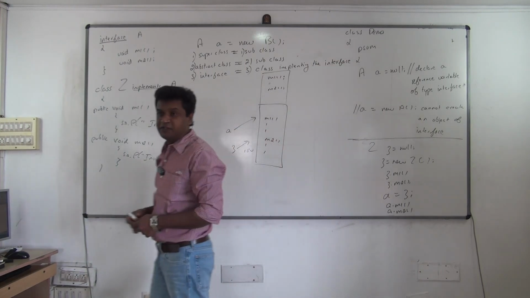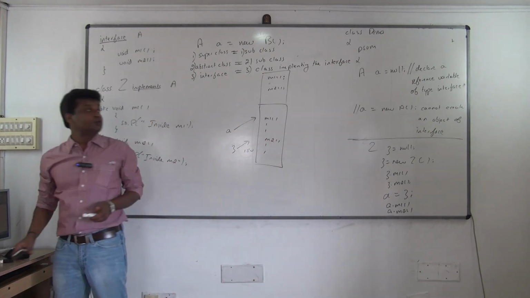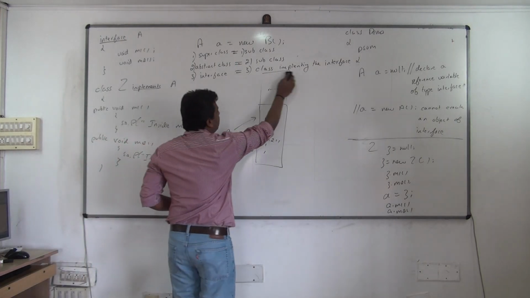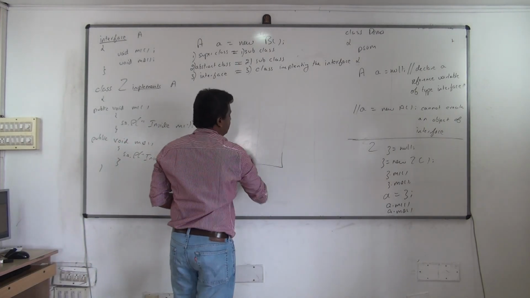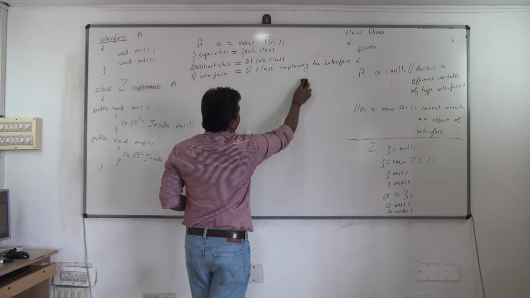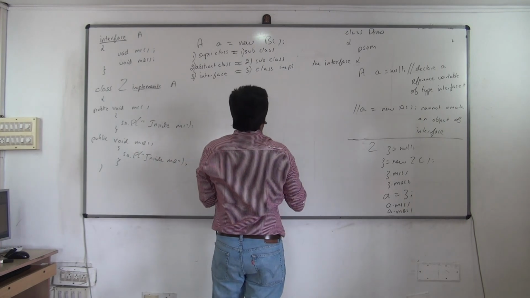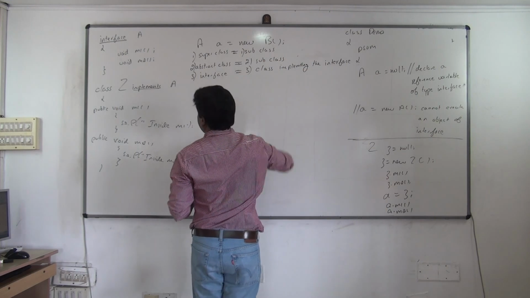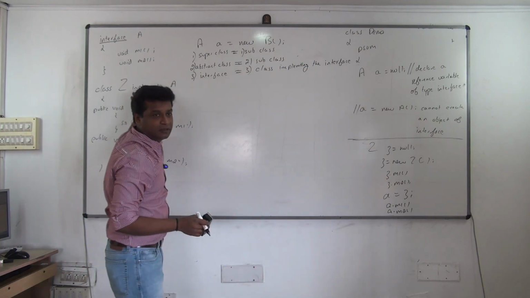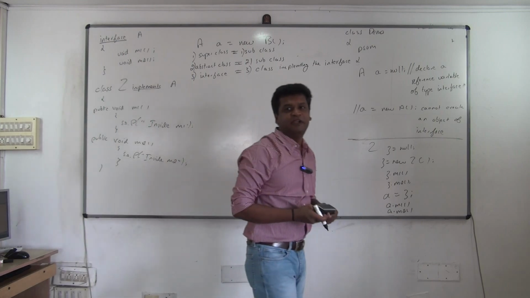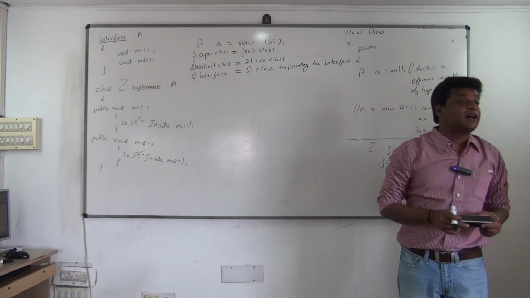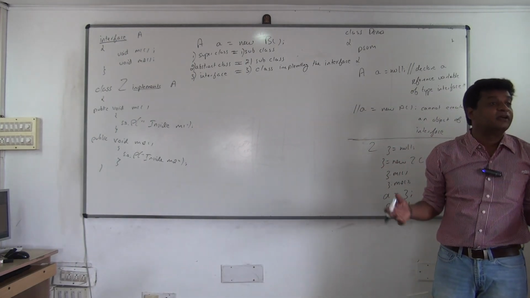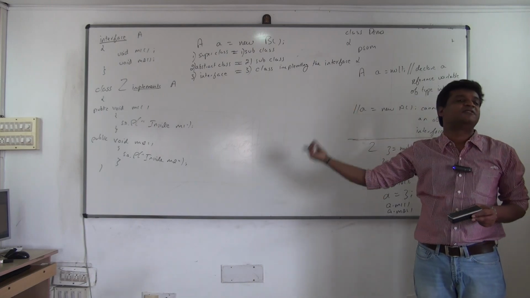Understood the 3 possible conditions? So A is equal to new B is true under these 3. It should be a class implementing the interface. Here I have used Z. Don't think about that, I am talking about the formula. A is equal to new B is a highly valid statement provided A and B are related in either of these 3 conditions.